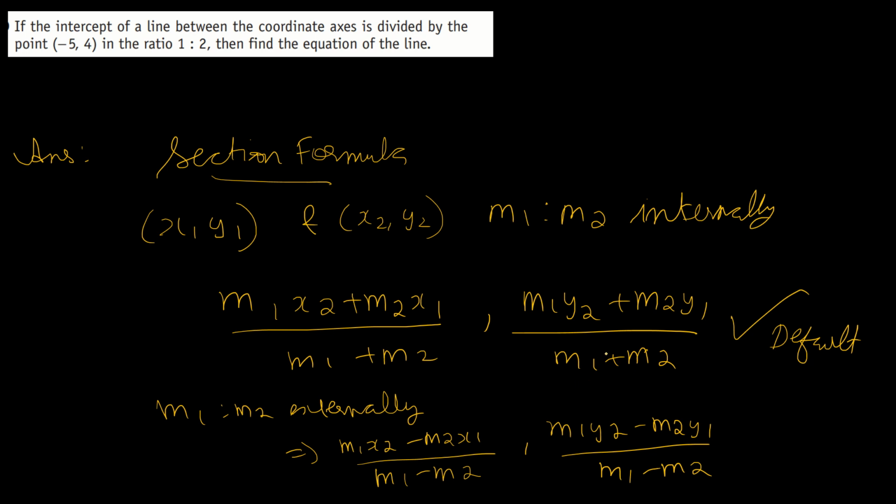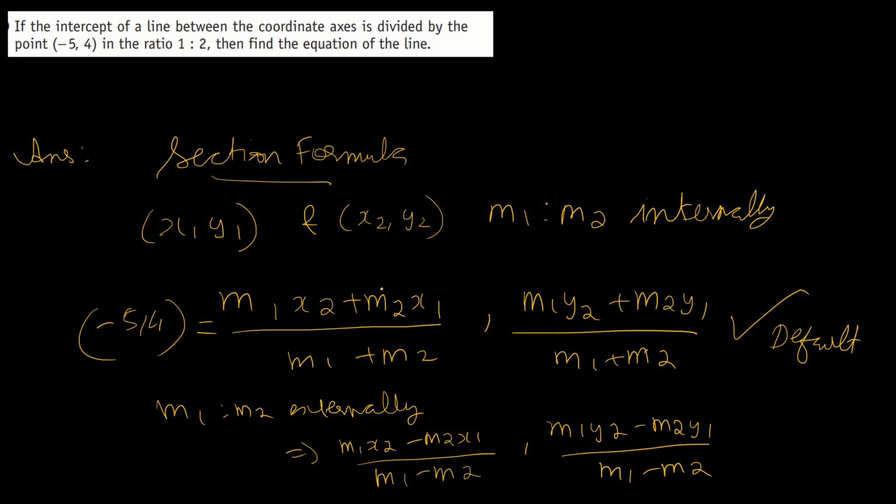Okay, so let us read the question. If the intercept of a line between the coordinate axes is divided by the point minus 5 comma 4 in the ratio 1:2, find the equation of the line. The coordinates of the point which divides the line segment joining x1 y1 and x2 y2 in the ratio 1:2 is given in the question as minus 5 comma 4.